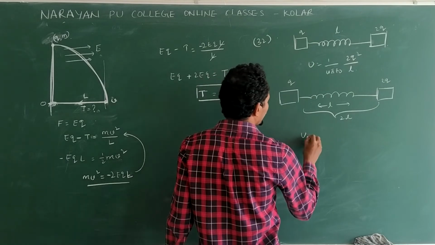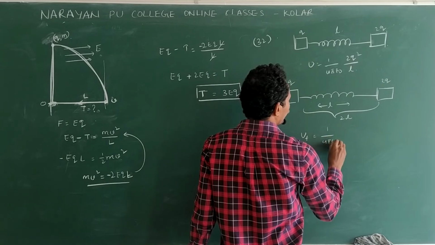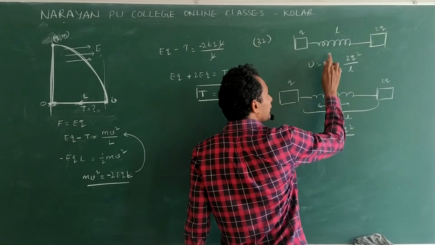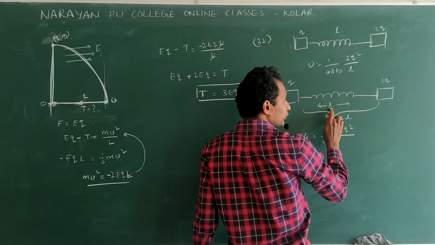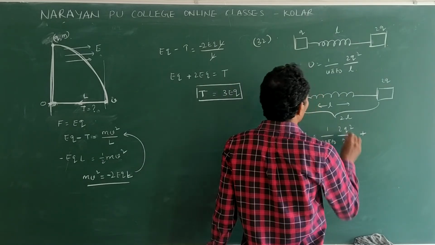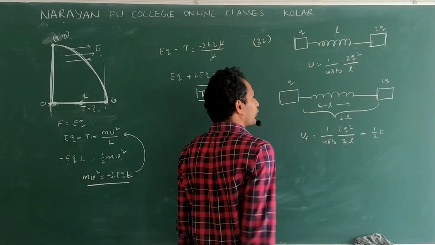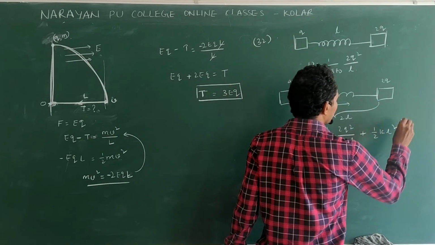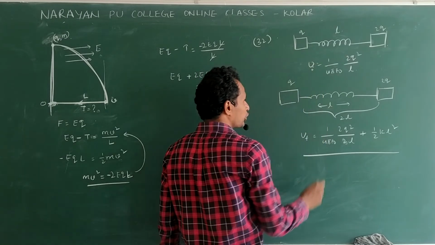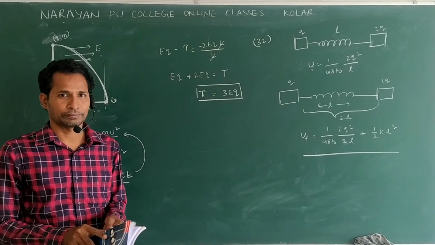Here, what is the final energy? We have two energies: electrostatic energy, 1 by 4 pi epsilon naught, 2Q square by the total separation 2L, plus the energy stored in the spring, half K x square, with extension L, so half K L square. Equate the initial and final expressions, make Q square the subject, and you will get the answer. Clear?